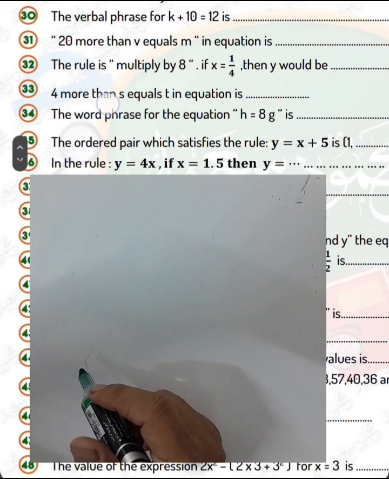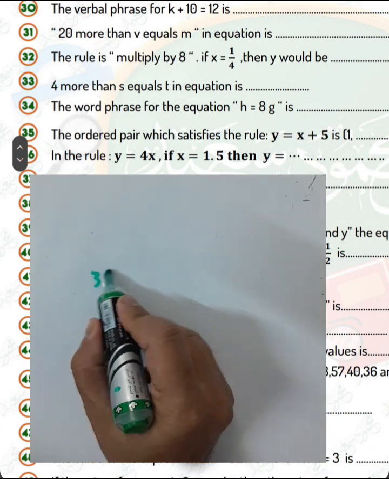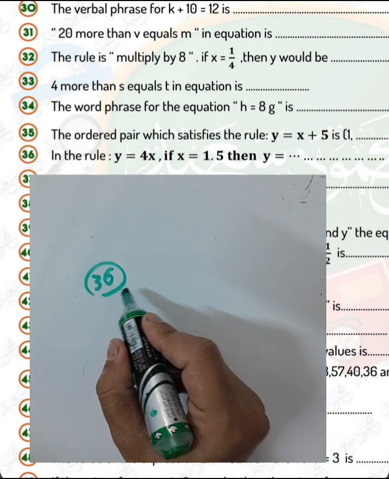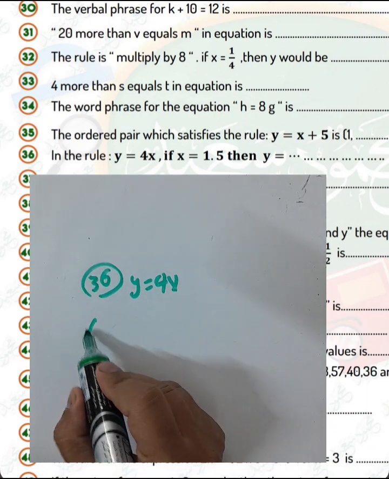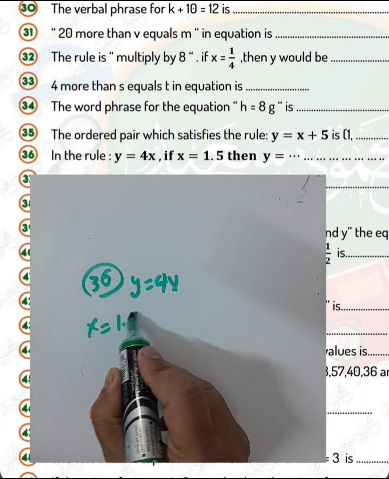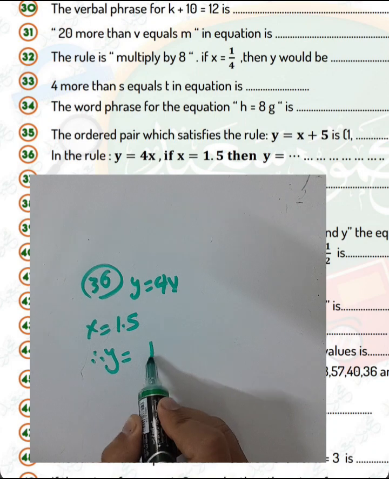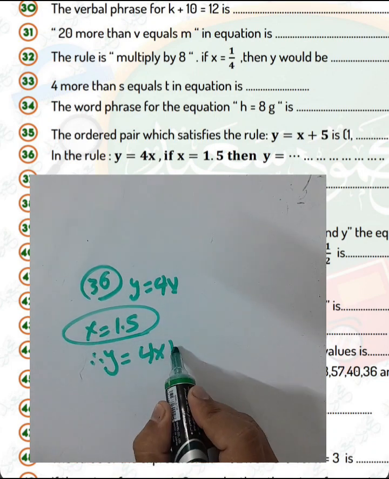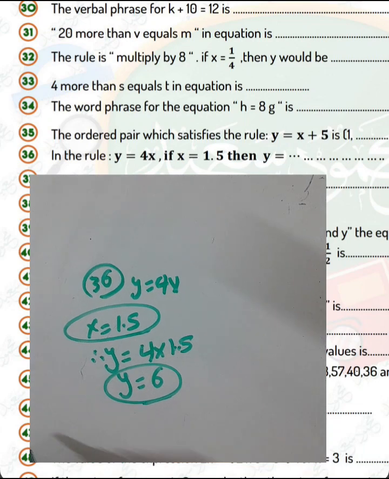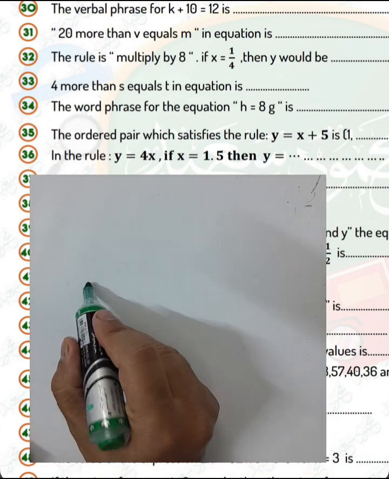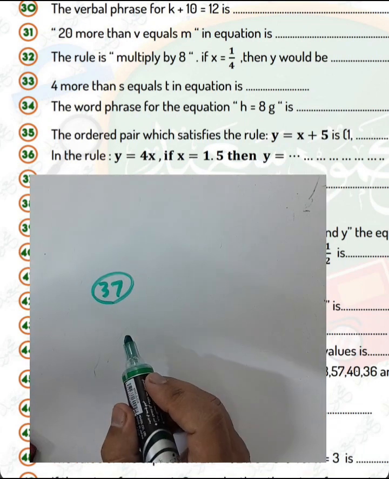Question 36. In the rule y equals 4x, if x equals 1.5, then y equals 4 times x, 4 times 1.5, it will be 6. Then the value of y here equals 6.